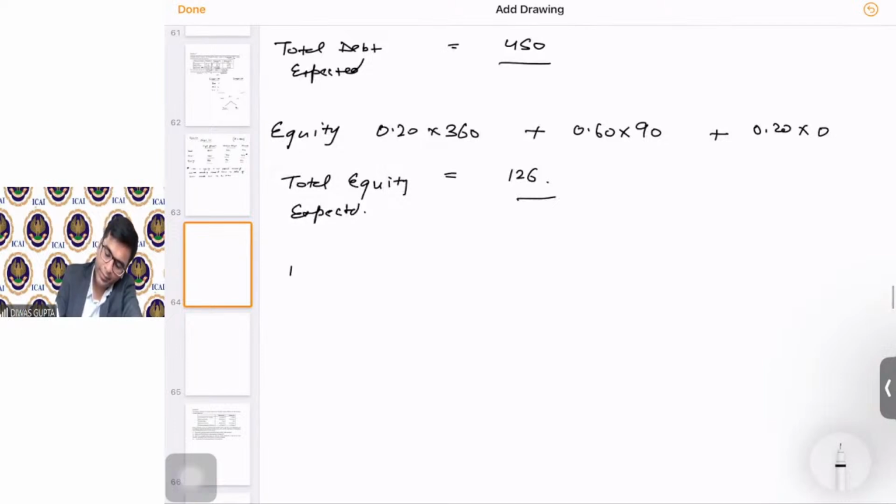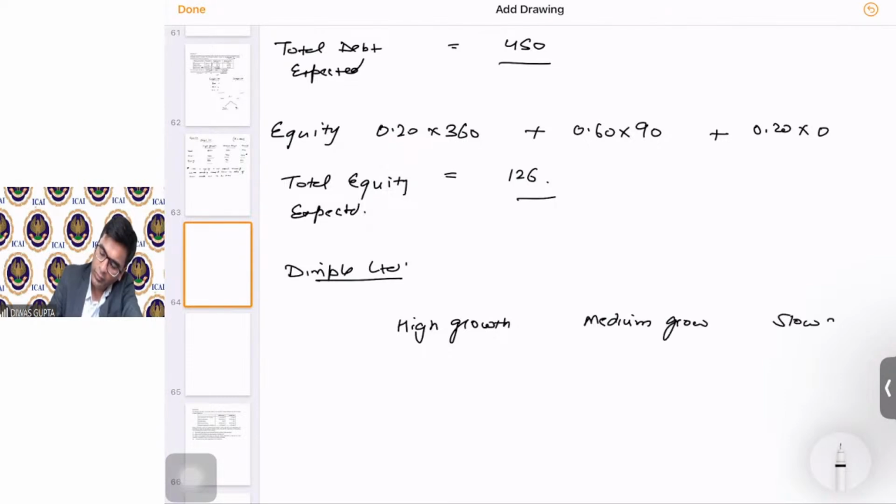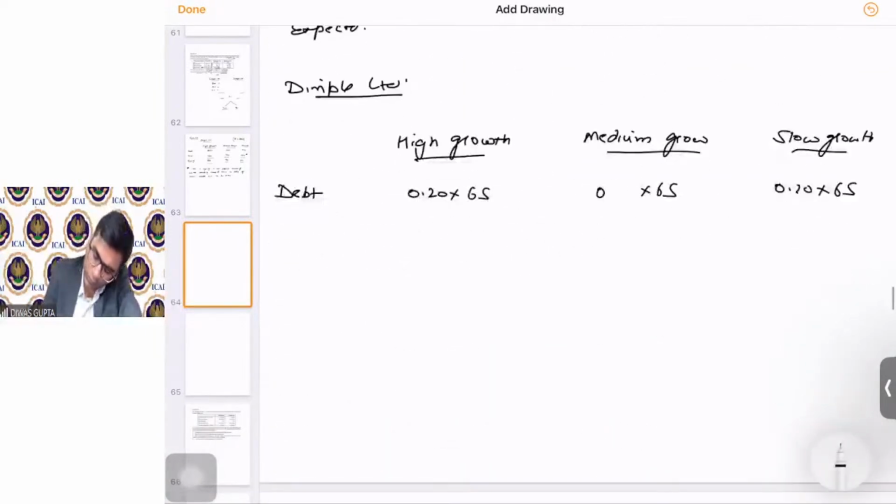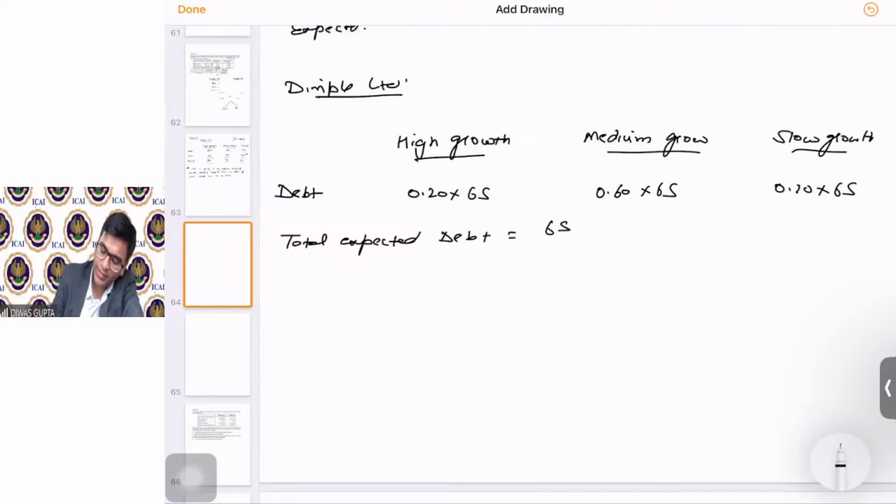Now coming to Dimple Limited. Here the debt remains same, right? What is the debt? 65, 65, 65. So 0.20 into 65, again 0.60 into 65, 0.20 into 65, right? So hence the total debt on account of Dimple Limited is 65.